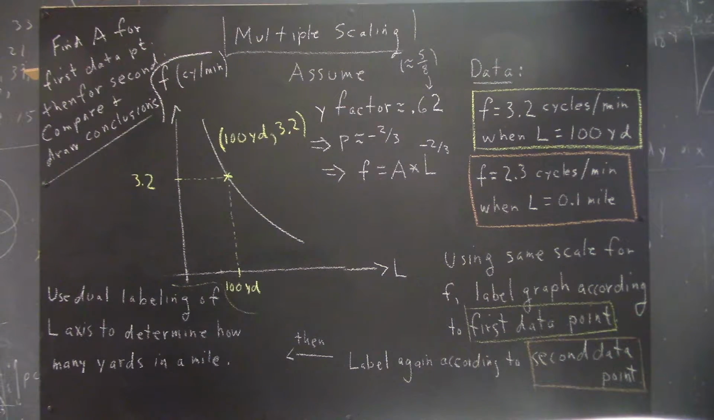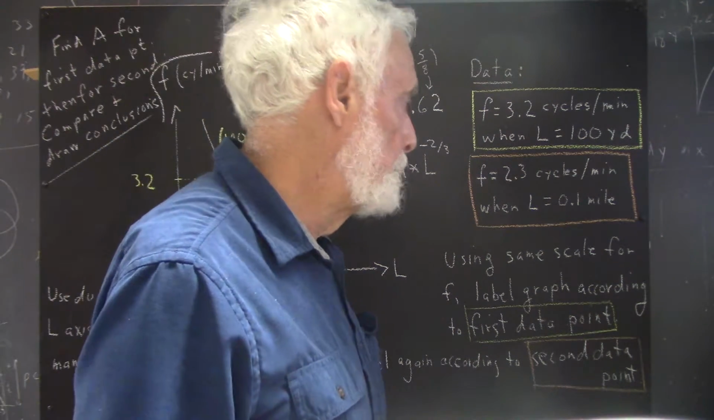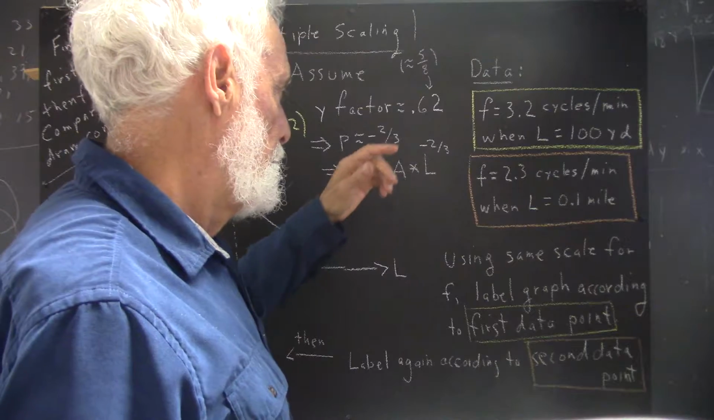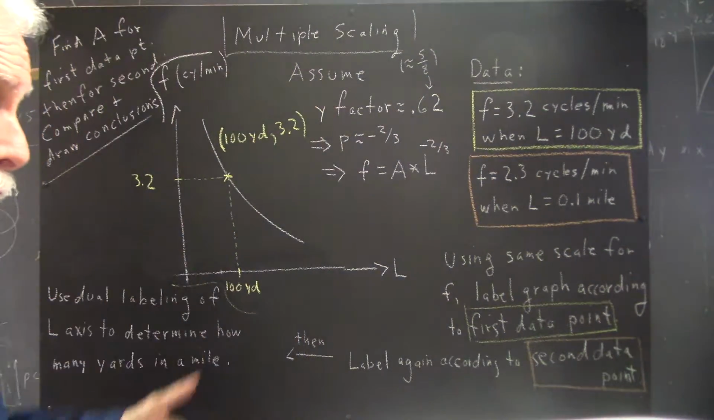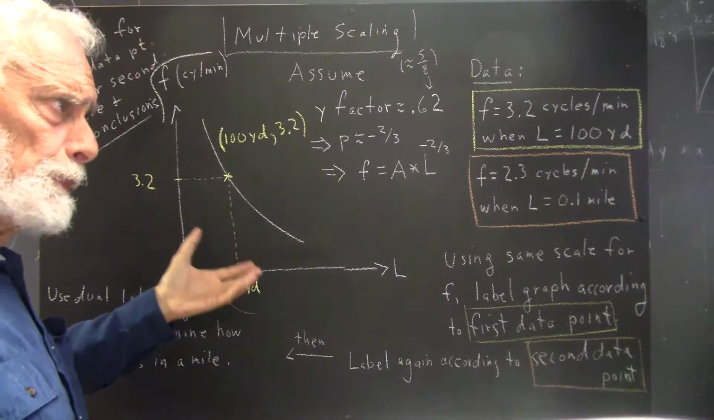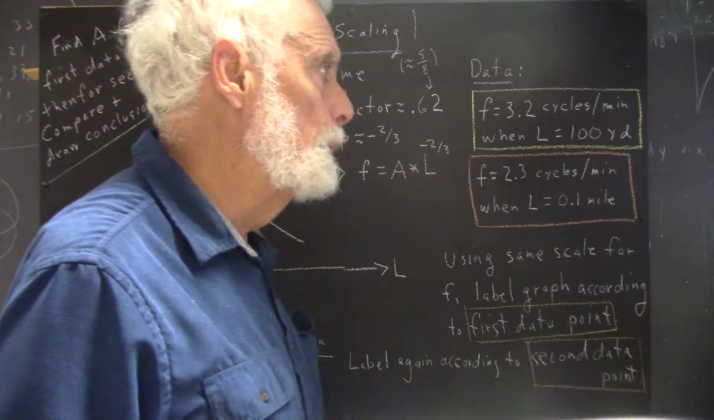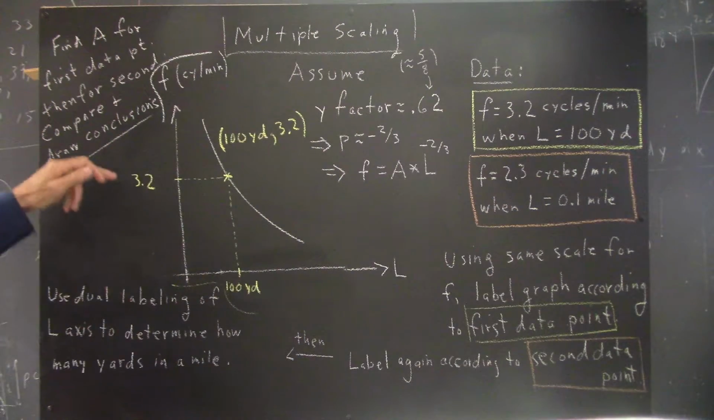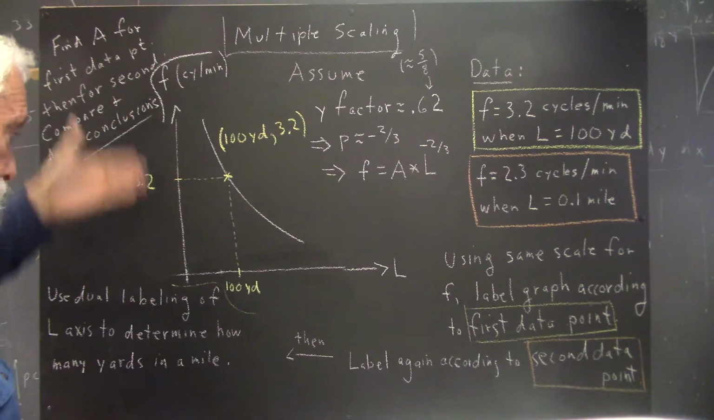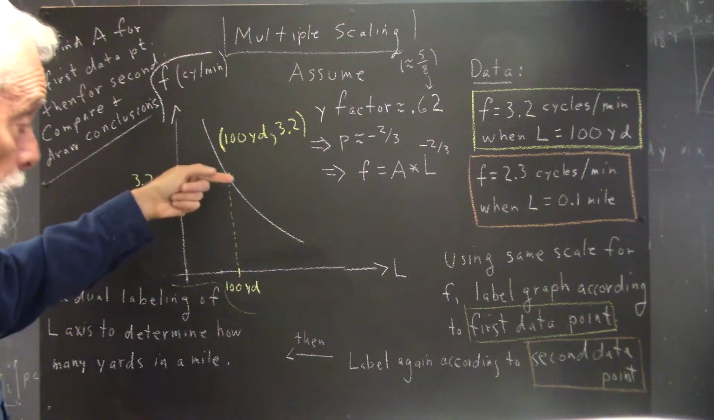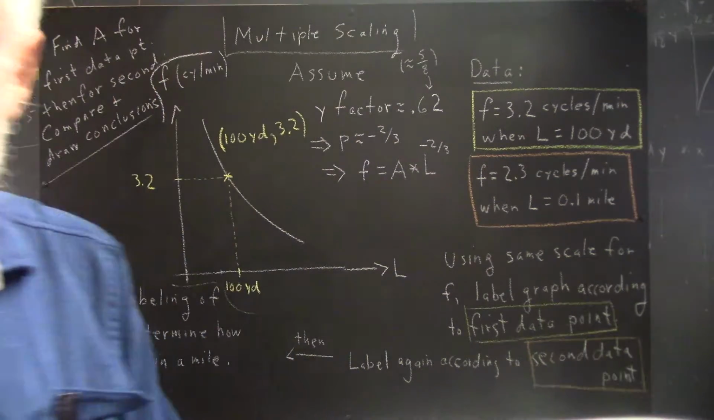Then we label again according to our second data point. Now, our second data point, we have the same scale for the frequency. So wherever we put the point on the graph, we can't just pick any point on the graph anymore. We have to pick a point where the frequency is 2.3 cycles per minute. And since we've already got our scale, well, we find wherever 2.3 is on this axis, we project over here and project down, and that's where our tenth of a mile is going to go.